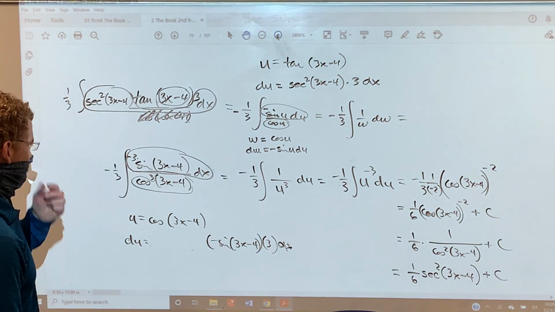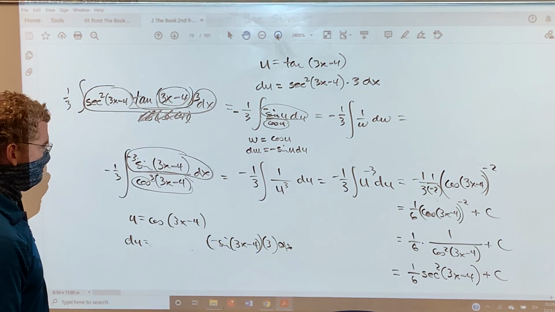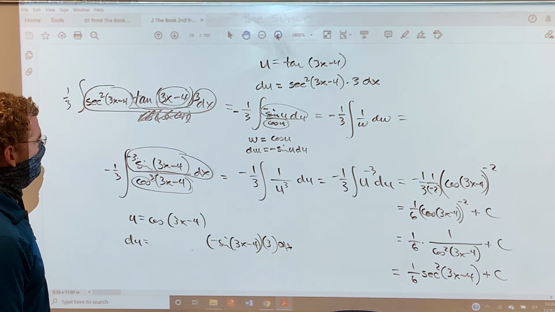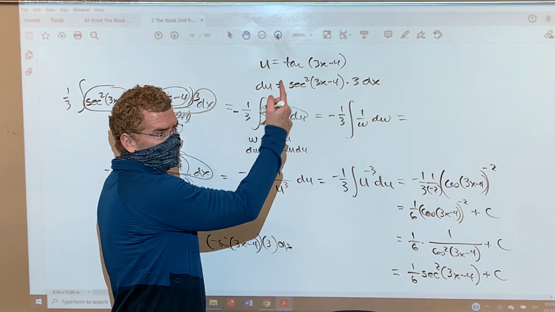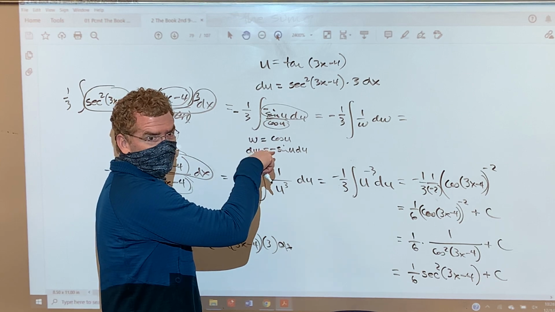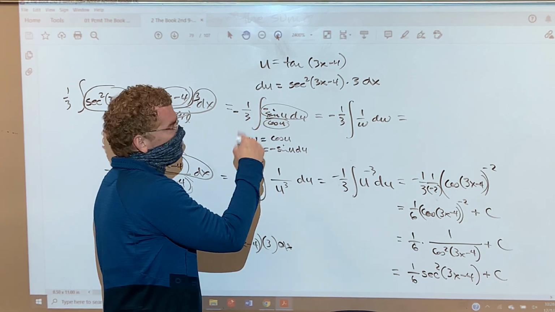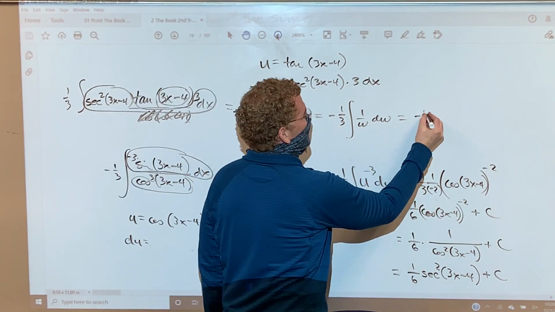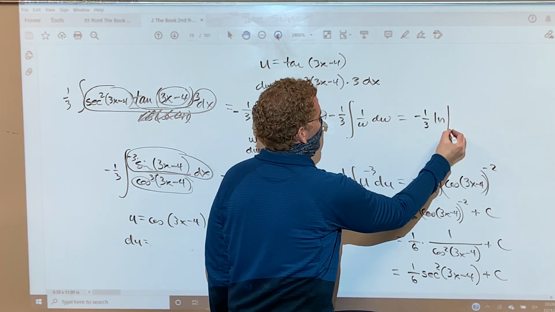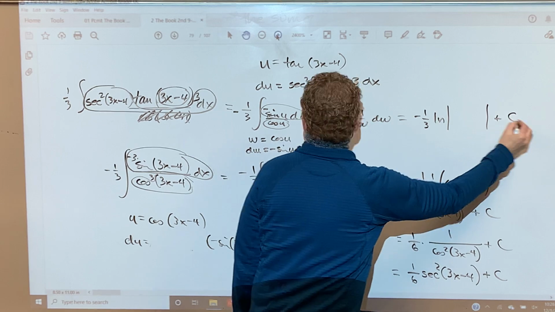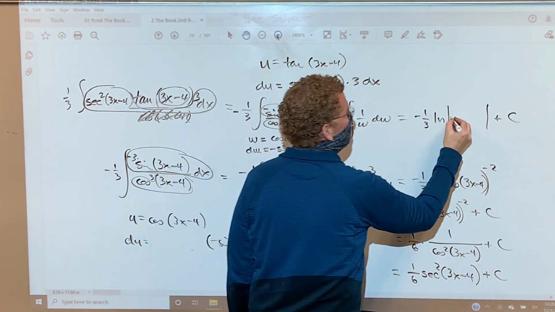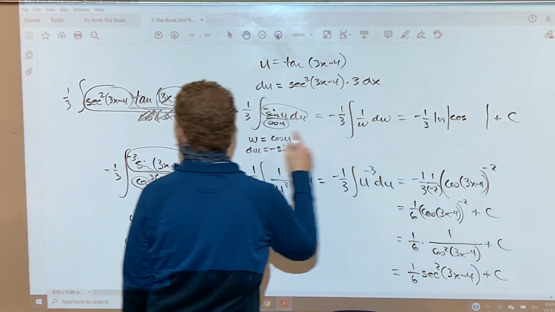Are we gonna have one like that on the first look meeting? We did. It's an ugly rule. Yeah, but you gotta know that rule. If you know the rule, you don't have to do this substitution, right? You just don't see it a ton. So I would know the rule. So right here you get negative 1/3 natural log of w. And w is cosine u. And u is.